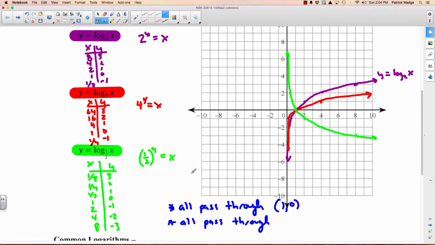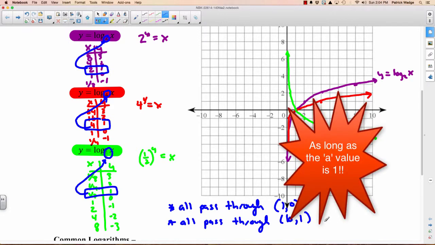And it's the point when you put 1 into the y. So this point 2, 1, 4, 1, 1/2, 1. What do you notice? This 2 here is that number right there. This 4 is that number right there, and this half is that right there. In other words, it's always going to pass through the point b, comma 1, because this is the b value. So those are 2 points it's always going to go through regardless of what the b value is, regardless of what the base is.